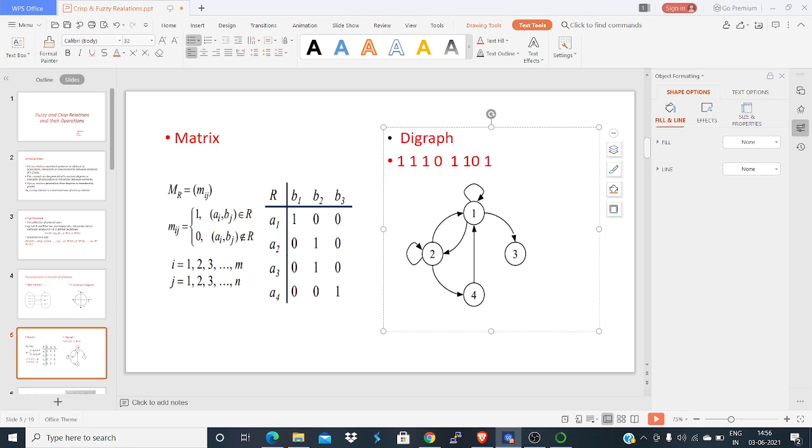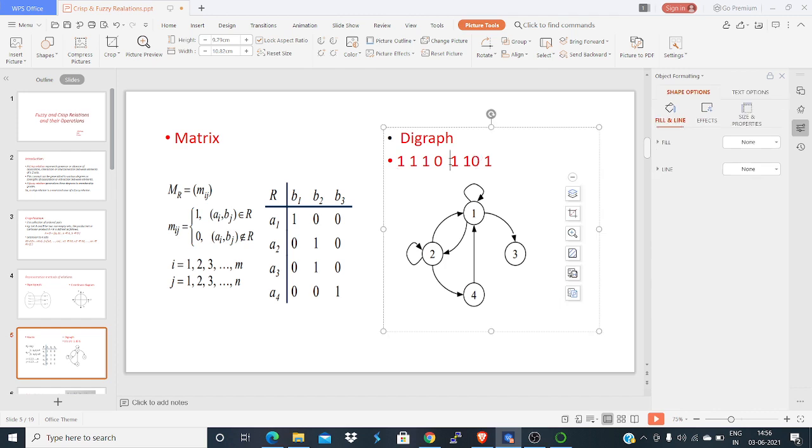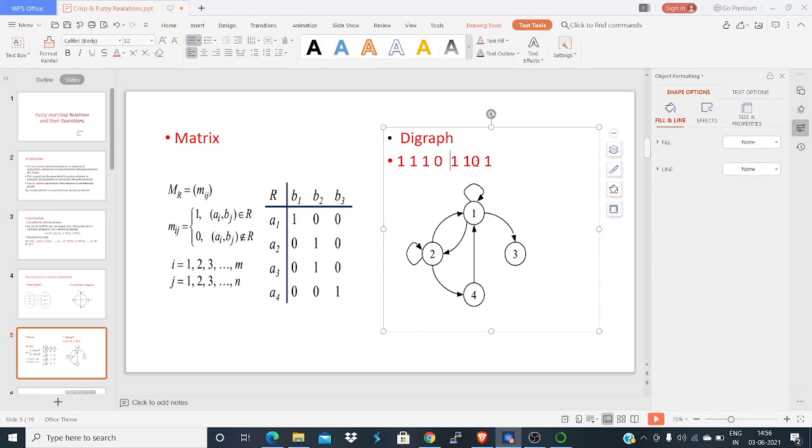Based on that, the first row will be 1 1 1 0, as 1 is not directed towards 4, so it's a 0. And for 2, it's 1 1 0 1, as 2 is not directed towards 3. The size of the directed graph matrix is 4 by 4 if there are 4 values, 3 by 3 if there are 3, and so on. And we can plot accordingly. In this way, we can convert a digraph into a matrix.